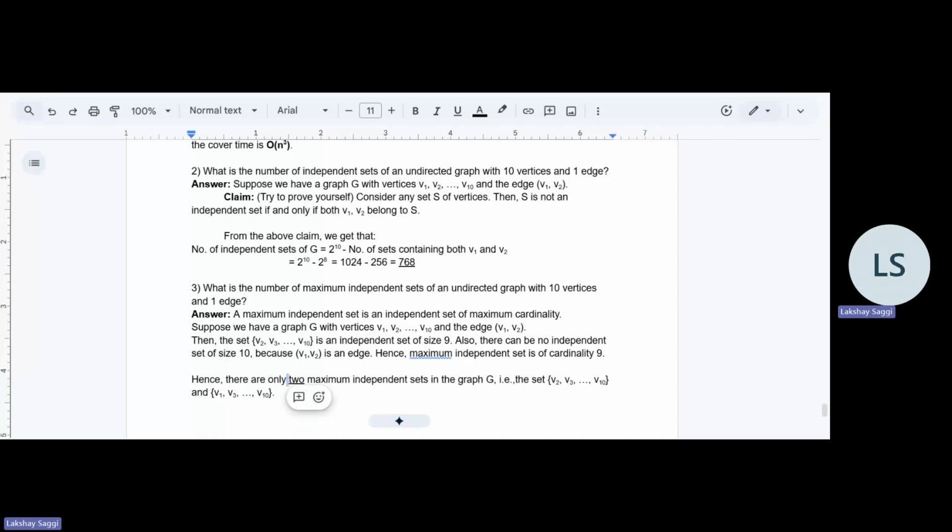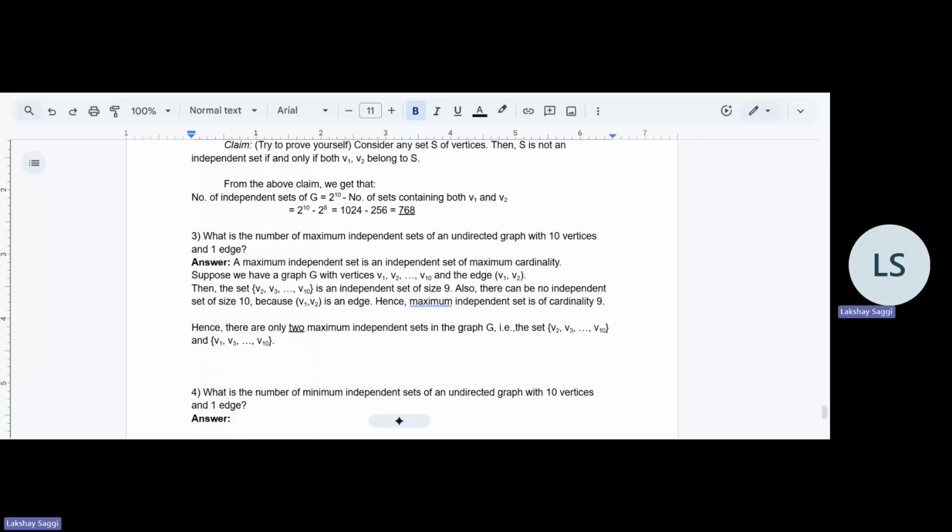And I've just written like that. So I hope it's clear to everyone. Then maybe we can move on to the next question now.